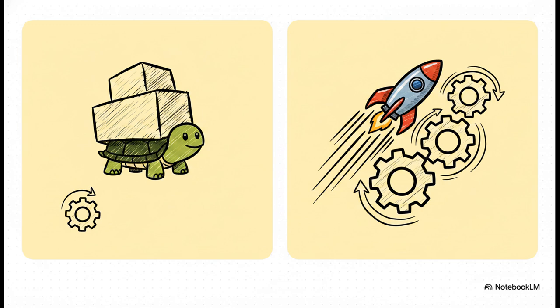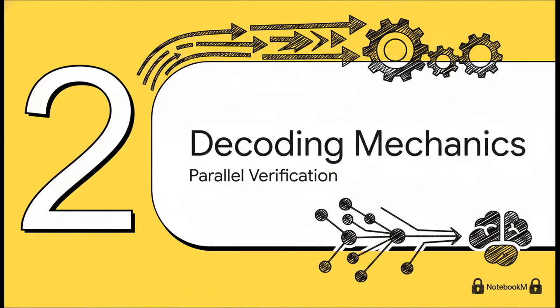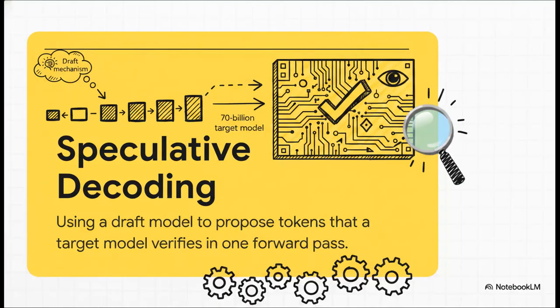Speculative decoding completely flips this dynamic. It turns sequential memory lookups into a compute-dense, highly parallel workload. So how does this actually work under the hood? Let's break down the mechanics. The crucial concept here is decoupling. We are decoupling token drafting from token verification.